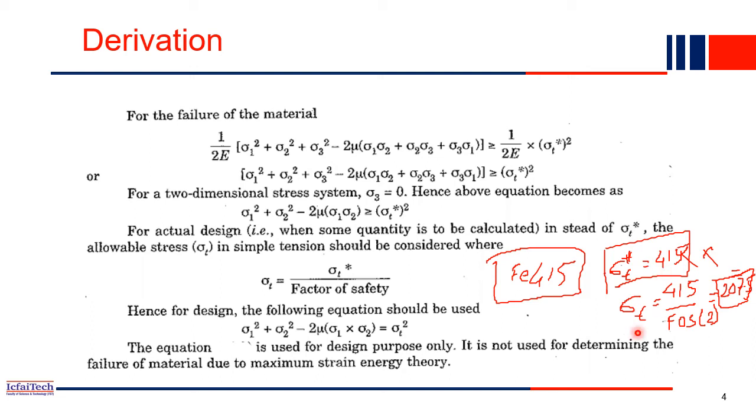So sigma t is basically sigma t star divided by the factor of safety. So just replace sigma t star with sigma t, and you will get our final expression. If you replace the greater than or equal to symbol with equal to, this is our final expression. As long as this value is equal to sigma t, our structure is safe. If this value is greater than sigma t, our structure collapses. So that is the theory for the maximum strain energy.